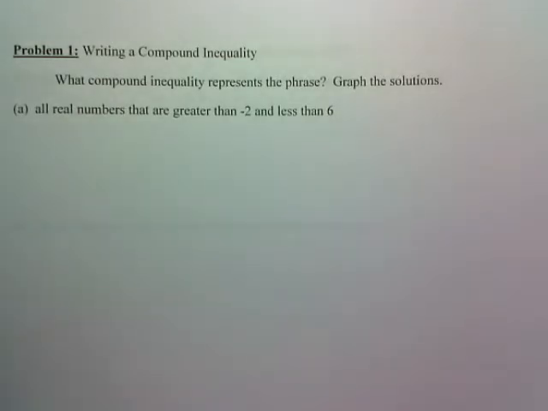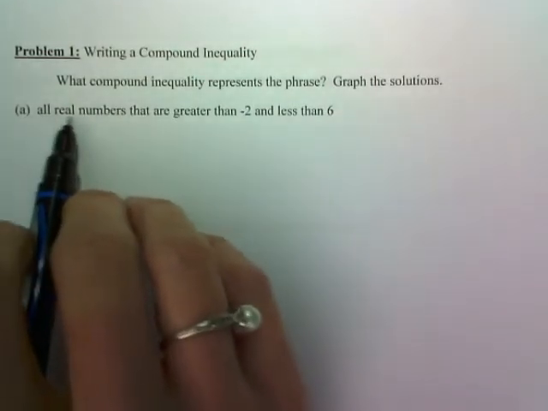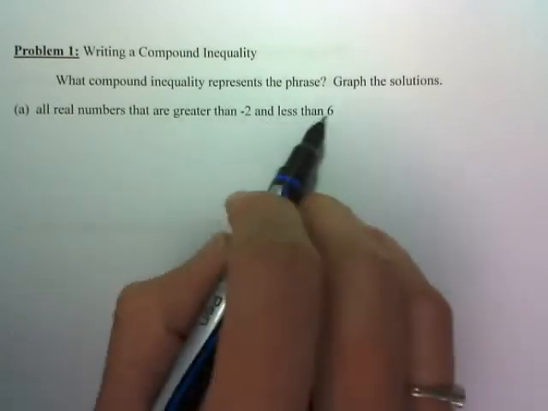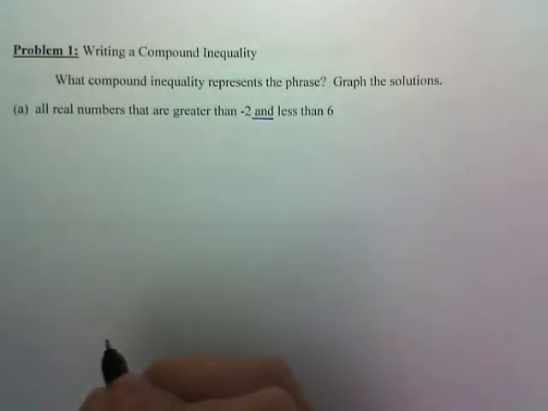All right, so let's just take each one of these, and first of all, let's figure out if this one's an and or an or statement. All real numbers that are greater than -2 and less than 6. So right here tells me this is an and compound inequality. If you go back to your reference notes, it gives you some information, things that you can keep in the back of your mind while writing these.